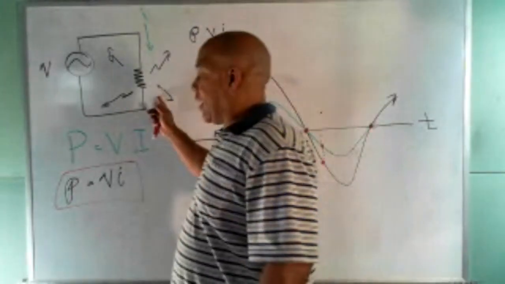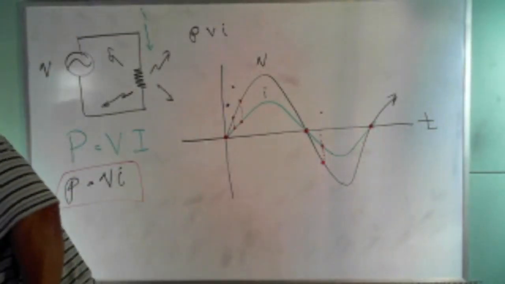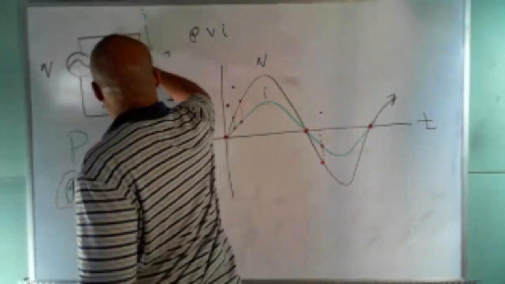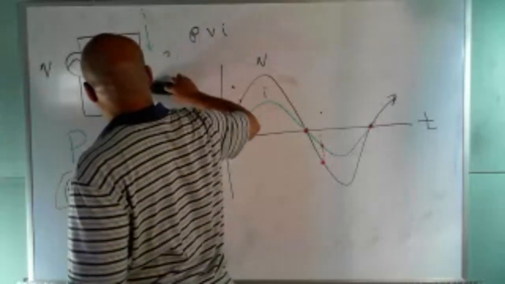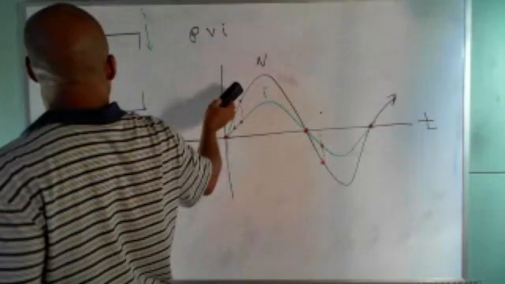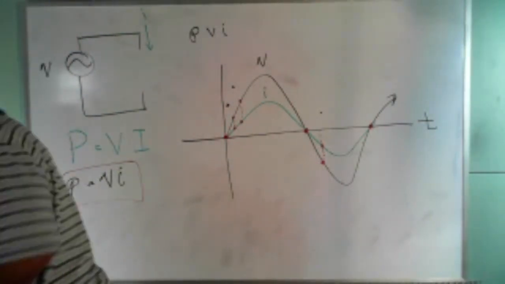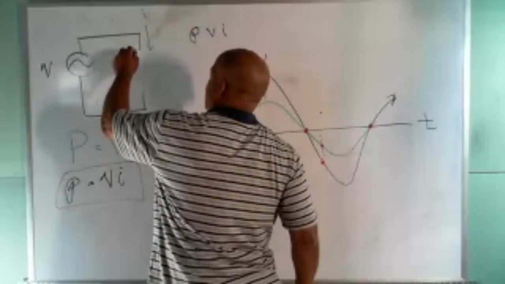So if I get rid of my resistor and put in this place a capacitor, how would that affect my power curve? So I'm going to replace that with this.